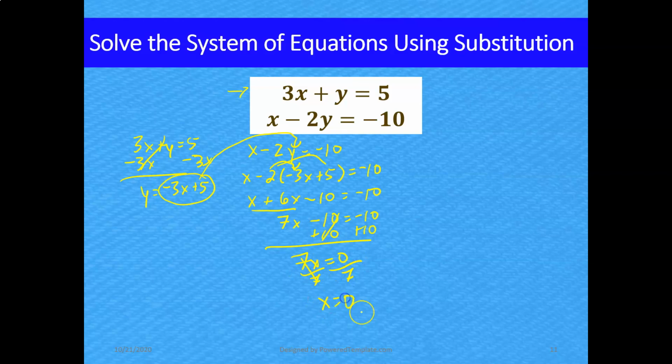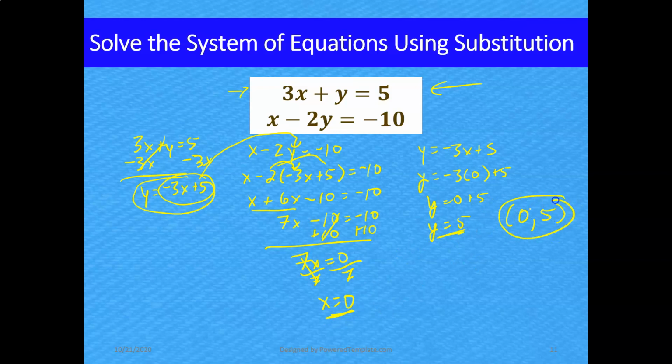X equals 0. Once I have that, I plug it back into one of my equations. Again, I can take the simplified form if I want. So I'm going to take y equals negative 3x plus 5. You would also be able to use the top. Y equals negative 3 times 0 plus 5. Y equals 0 plus 5. So y equals 5, which makes me believe my answer is 0, that's the x, comma, 5.